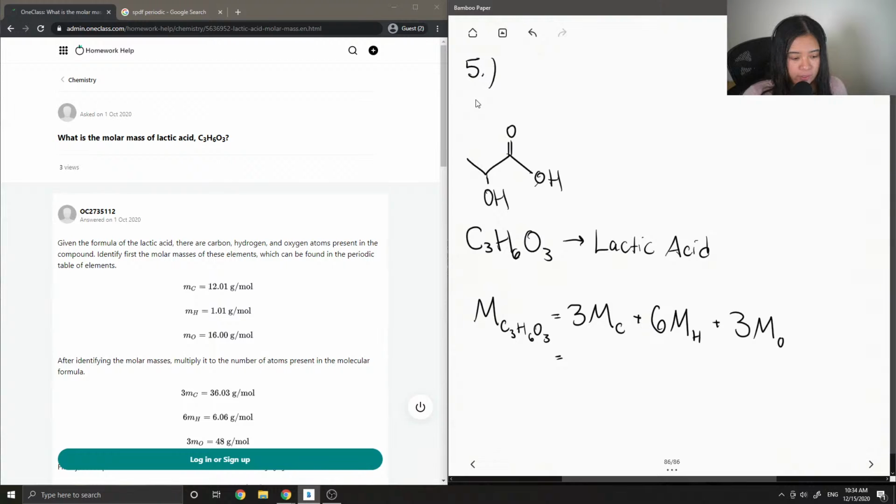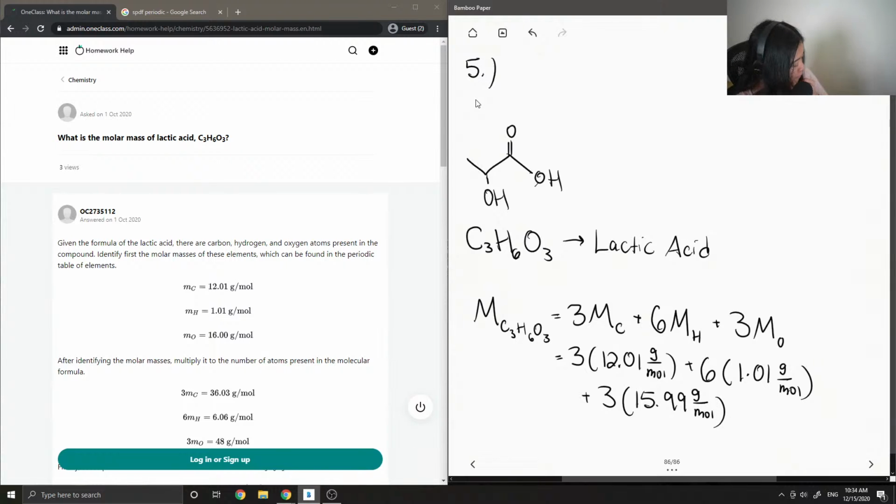So again, from the periodic table, we can find their different atomic masses. The molar mass of carbon is 12.01 grams per mole. The molar mass of hydrogen is 1.01 grams per mole. And then lastly, the molar mass of oxygen is 15.99 grams per mole. Okay, so adding all of these values up, we get a molar mass of 90.09 grams per mole.